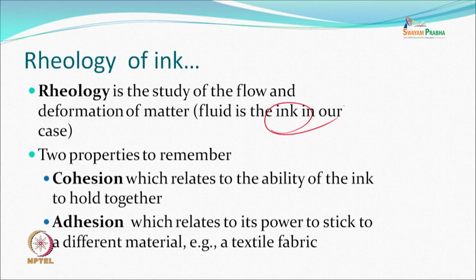The two properties are important. One, obviously cohesion, which relates to the ability of the ink to hold together, and the other is adhesion, which relates to its power to stick to a different material. In our case, it could be the textile fabric. So, cohesion, so that the ink or a drop remains as a drop or becomes a drop. Adhesion is the property with which it adheres to the other material, which is the textile fiber. These are two things we will be expecting.